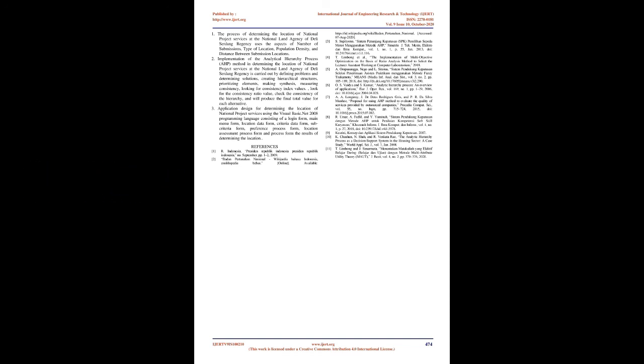2. Implementation of the Analytical Hierarchy Process, AHP, method in determining the location of national project services at the National Land Agency of Deli Serdang Regency is carried out by defining problems and determining solutions, creating hierarchical structures, prioritizing elements, making synthesis, measuring consistency, looking for consistency index values, looking for the consistency ratio value, checking the consistency of the hierarchy, and will produce the final total value for each alternative.